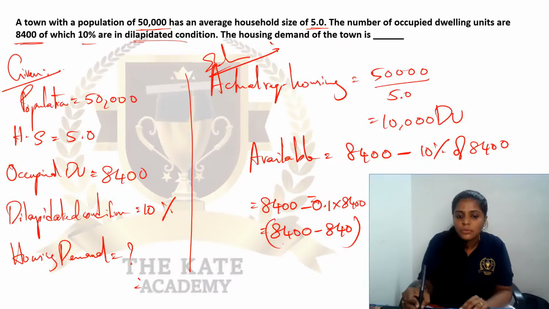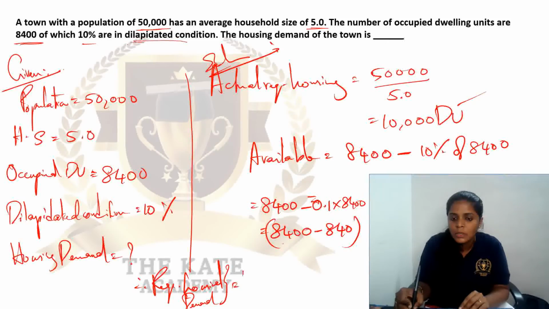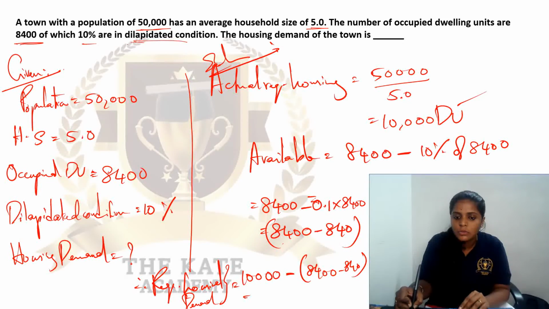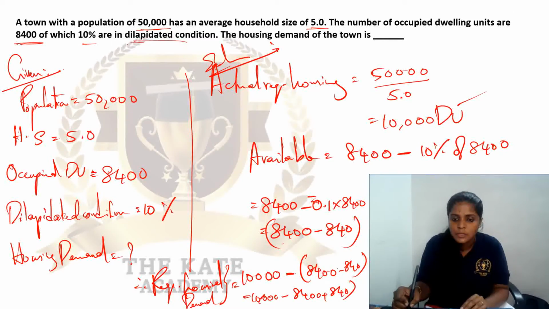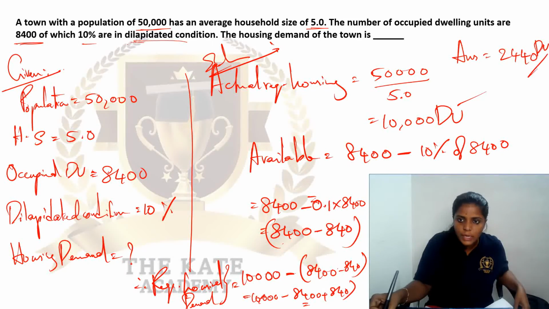So therefore, required housing is equal to housing demand. Actually 10,000 housings are required, but how many do we want? 10,000 minus 8,400 minus 840. So that becomes 10,000 minus 8,400 plus 840, minus and minus becomes plus. Your final answer you will be getting as 2,440 DU, dwelling units.